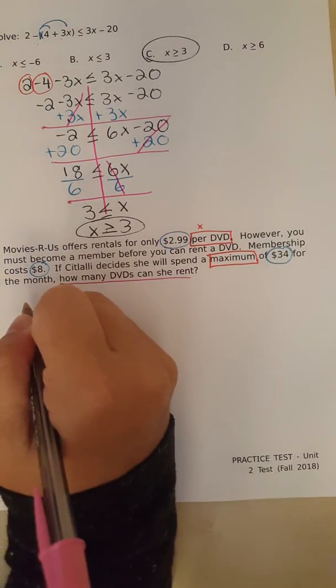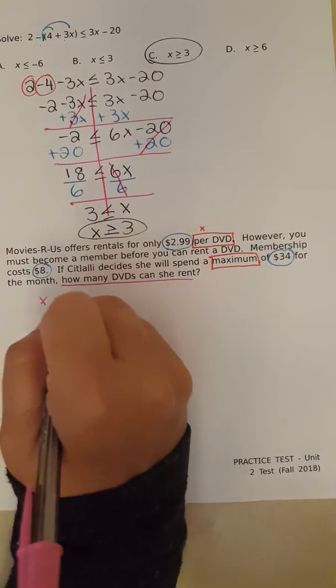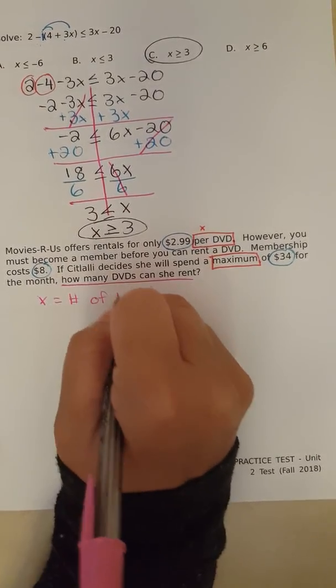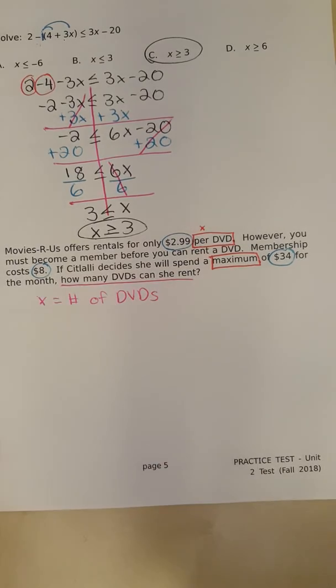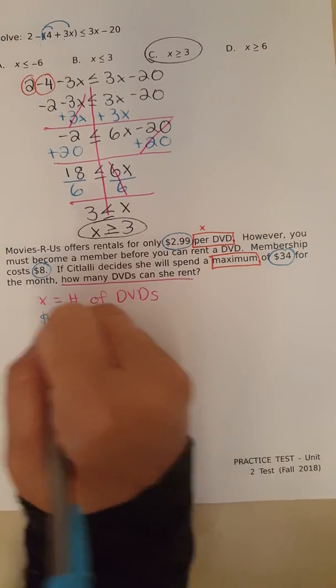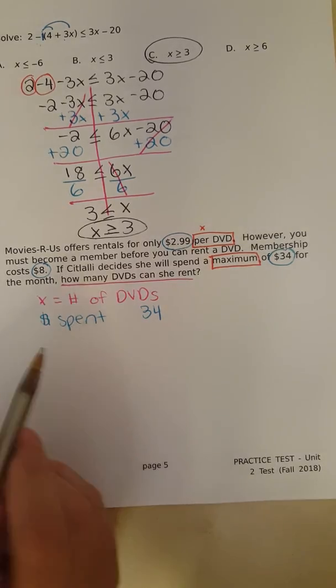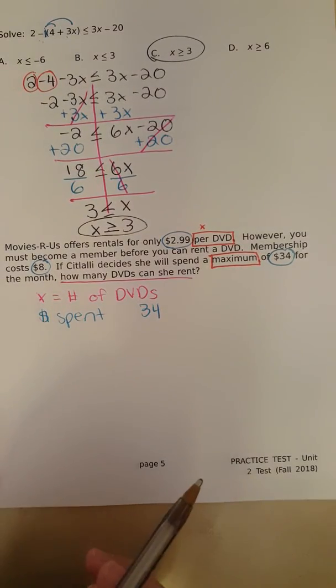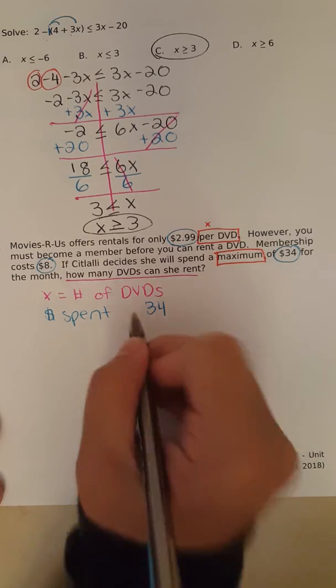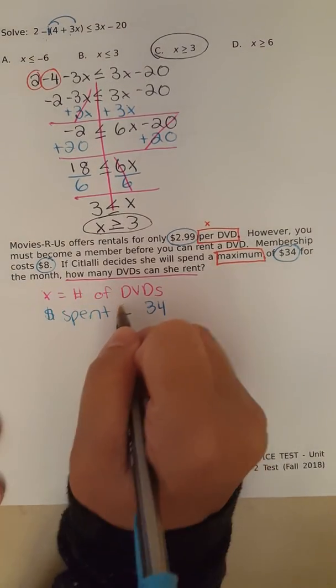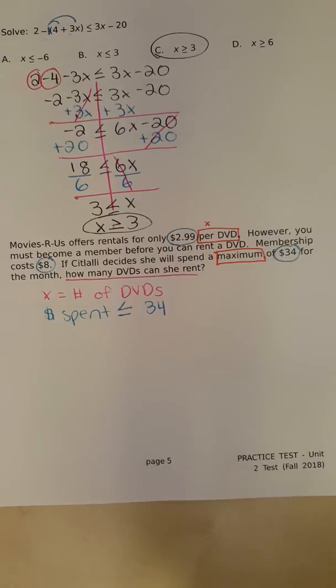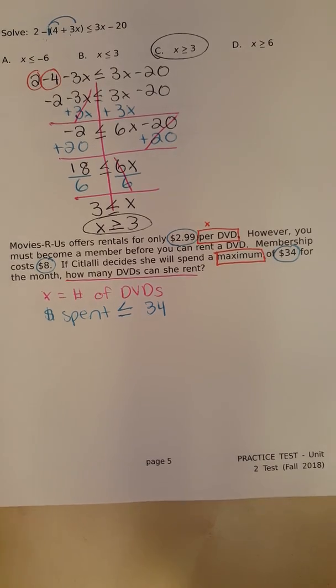So let's start. I'm going to say that X is going to be my number of DVDs. So when we're looking at this, she's spending some money. And we're talking about $34. The money she spent, she wants to spend a maximum of $34 a month. So she can spend equal to 34, or the money she spent can be less than 34. So by writing it out in words first, that's going to help me figure out where to put the rest of my information.